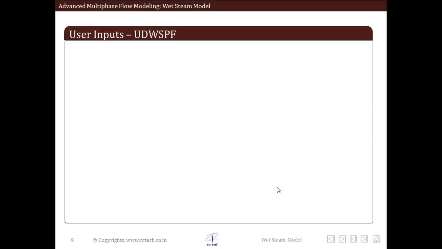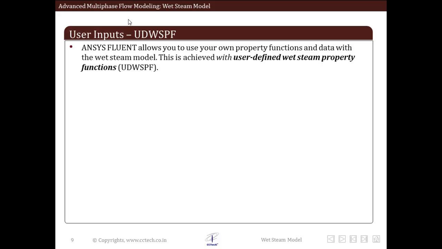After activating the wet steam model, let us see what user inputs we need to give in order to set up the wet steam model. The first of such user inputs is the UDWSPF. Now you will wonder, what is this? UDWSPF stands for User Defined Wet Steam Property Function. These functions are state property functions that we need to input in order to define the thermodynamic behavior of the wet steam.